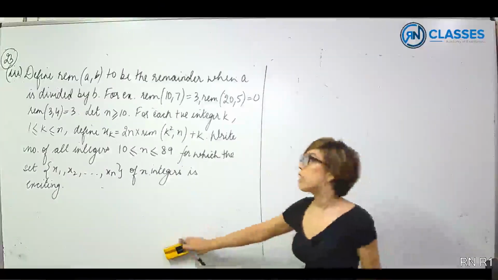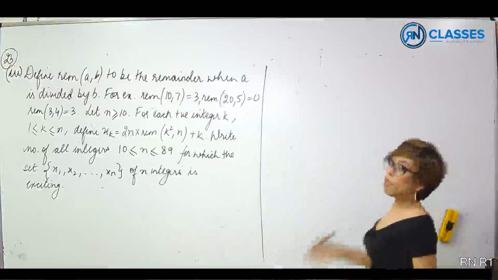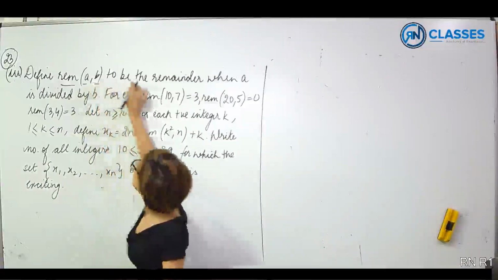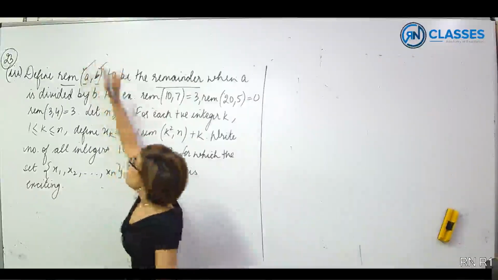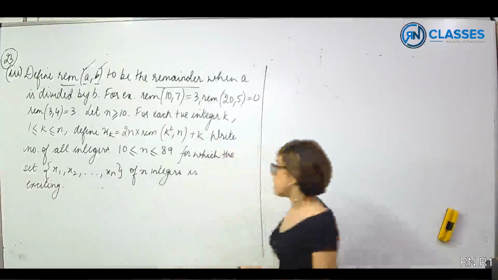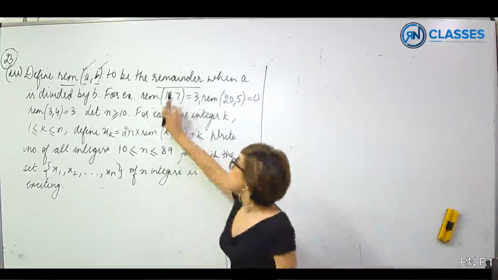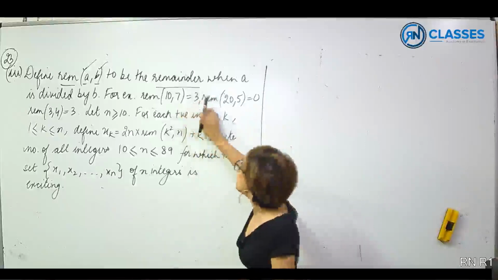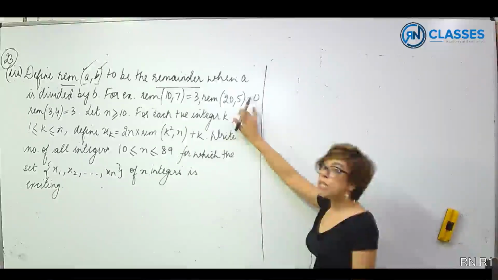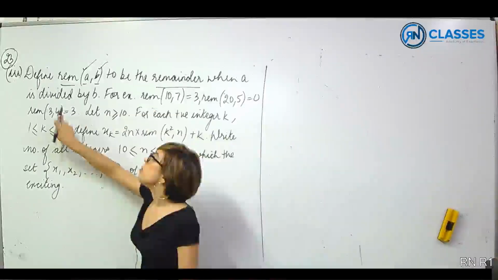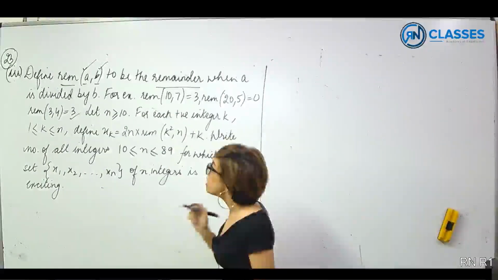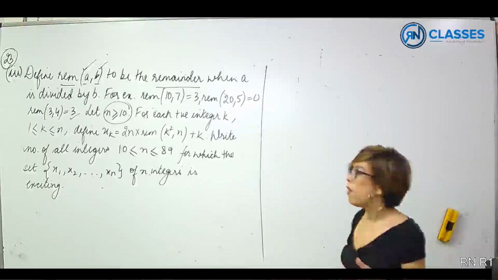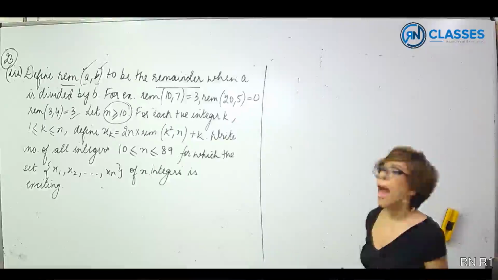All right, on to the next one. Now, this is obviously the third part of 23rd question. He says, define remainder a comma b to be the remainder when a is divided by b. Right? So, for example, we have remainder 10, 7. So, when 10 is divided by 7, the remainder is 3. That is why we have written it 3. Remainder, when 20 is divided by 5, obviously remainder is 0. When 3 is divided by 4, the remainder is 3. Now, he says take n greater than or equal to 10. So, either I can take 10 or I can take 11 or I can take 12 and so on.